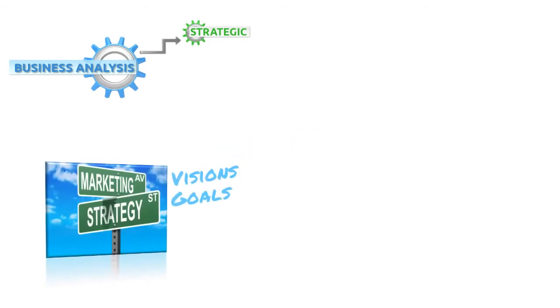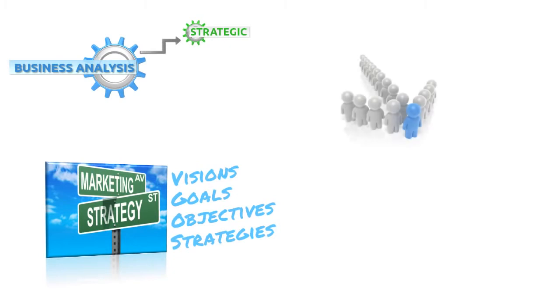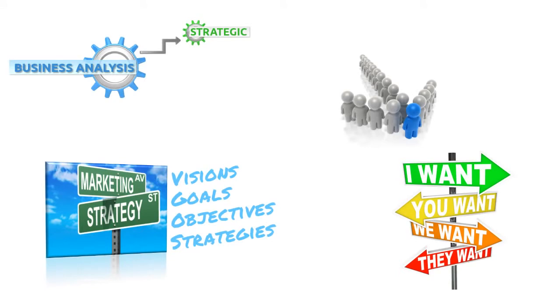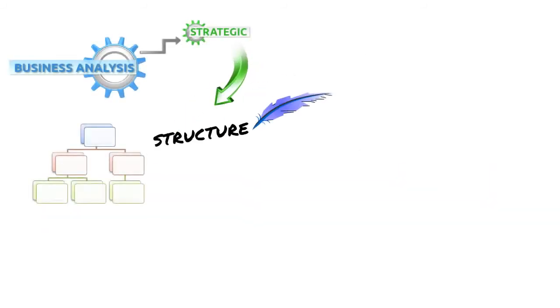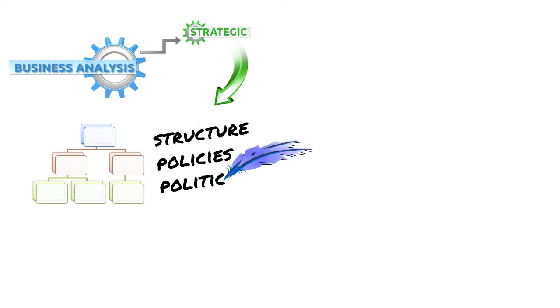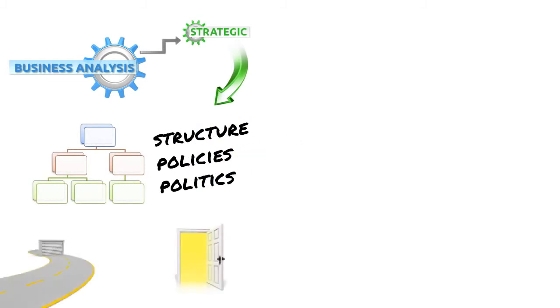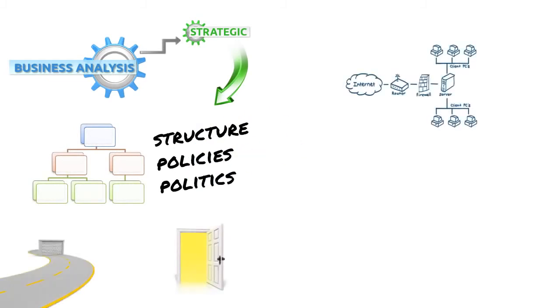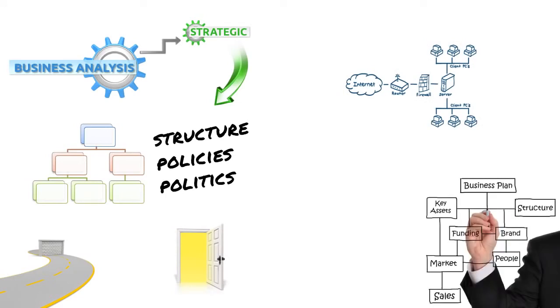Strategic business analysis is the study of business visions, goals, objectives, and strategies of an organization or an organizational unit to identify the desired future. It encompasses the analysis of existing organizational structure, policies, politics, problems, opportunities, and application architecture to build a business case for change.